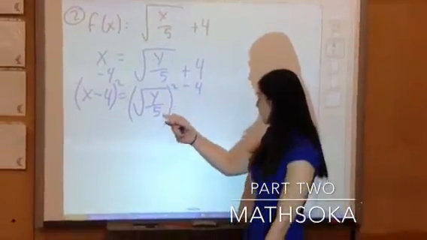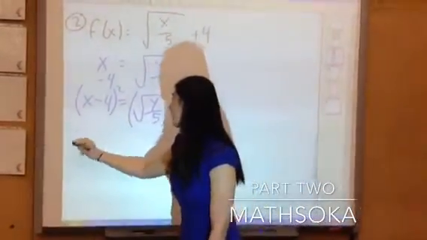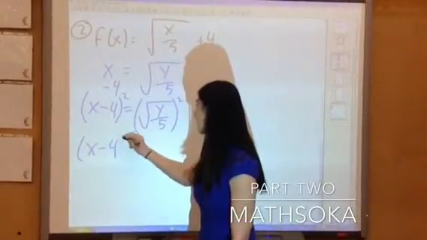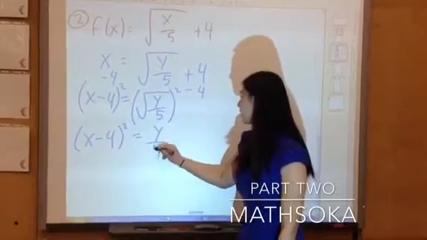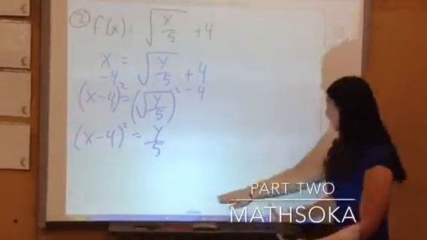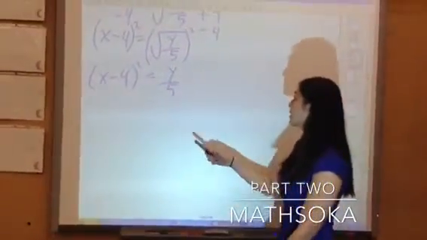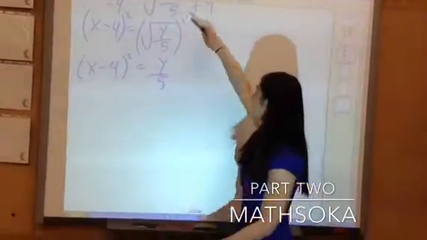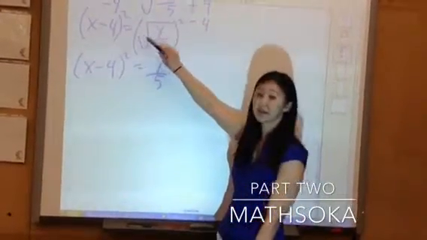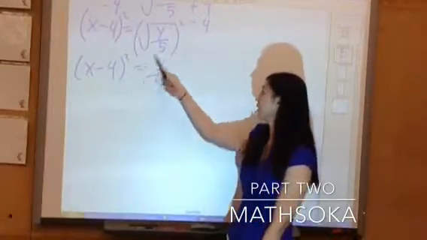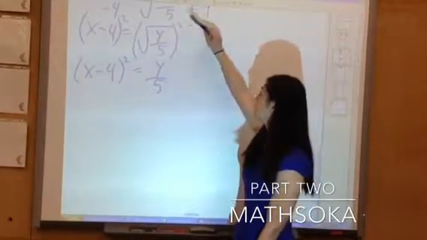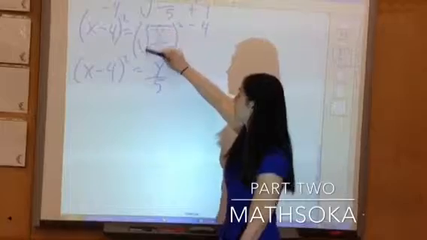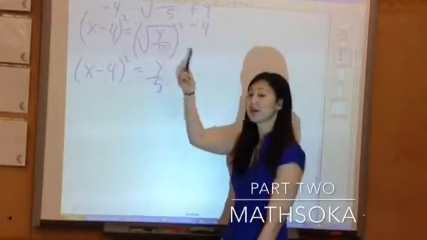Alright, so I square both sides. It's going to look like x minus 4 squared is equal to y over 5. It's important to remember that this square only undoes the square root. You don't want to actually make this y squared over 25. So again, this just cancels out the square root. It doesn't do anything else inside.